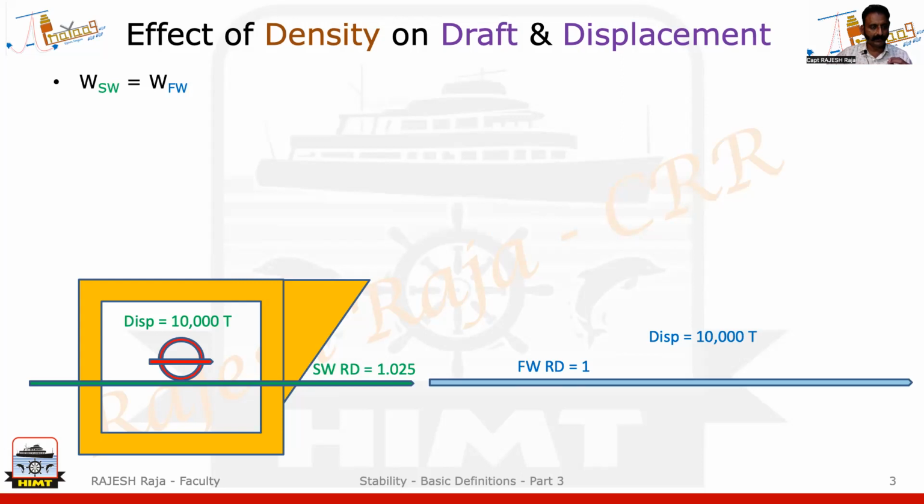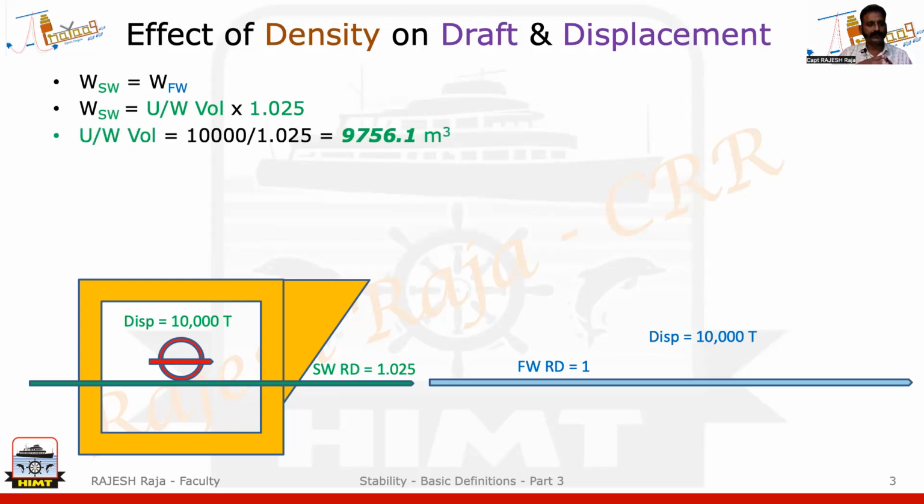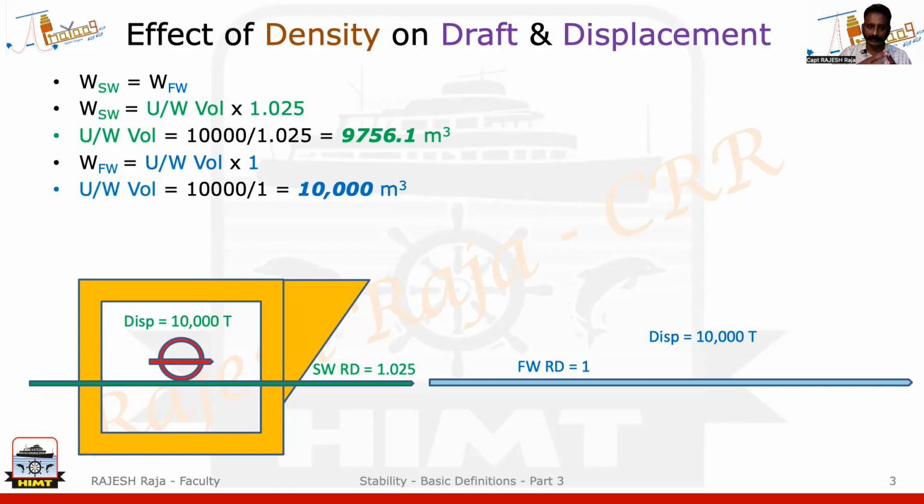The displacement is constant. I'm going to expand the formula for displacement, which you know is underwater volume into the density in which it is floating. So I marked it green color just to highlight that it is seawater. Now, if I calculate the underwater volume in this particular example, you can do that in any question, you will see it is coming with this value, 9756.1 meter cubes. Now, again, W saltwater is equal to W freshwater because I consider displacement constant. I'm going to write now what is the displacement formula for freshwater. Again, underwater volume into RD of 1. And this time I'm going to calculate the underwater volume. It comes as 10,000 cubes.